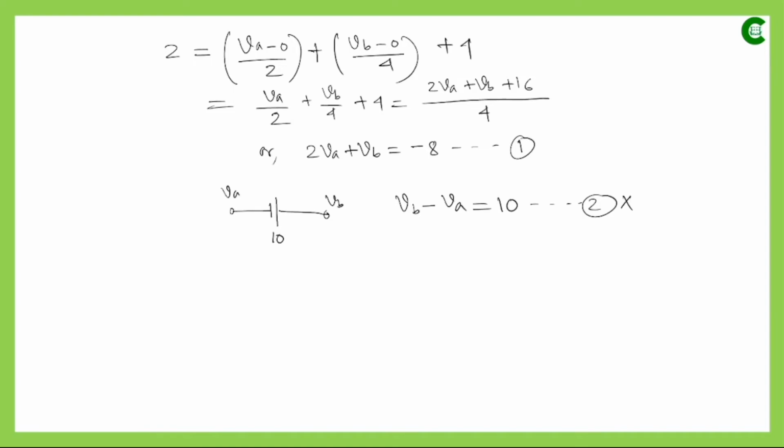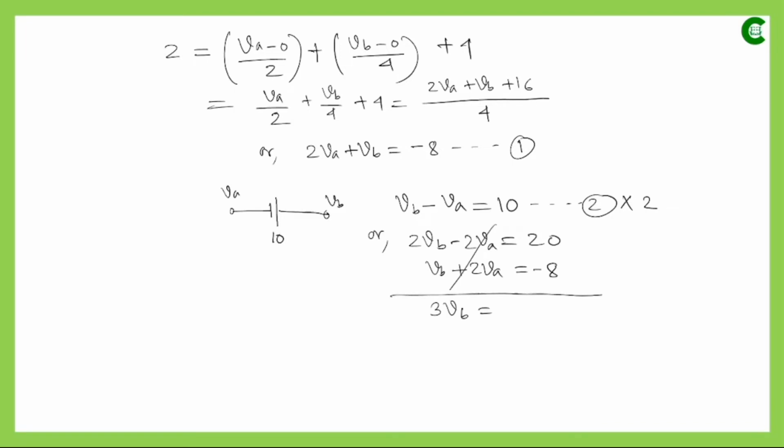If we multiply this equation by 2, the new equation that we get is 2VB minus 2VA equal to 20. Now if we write the first equation here, it will be VB plus 2VA equal to minus 8. Now if we add these, it will be 3VB, and that will be equal to 12. So VB will be 4 volt.